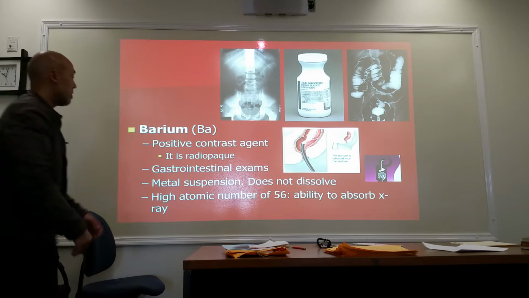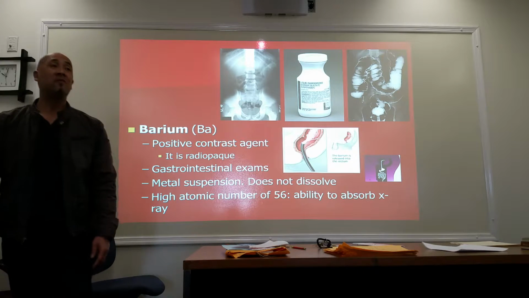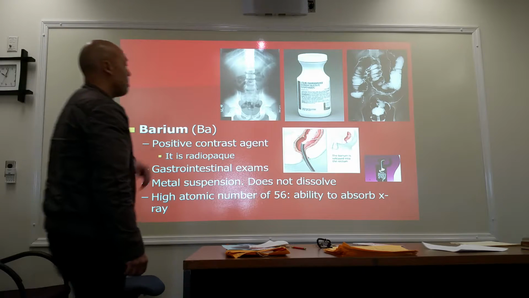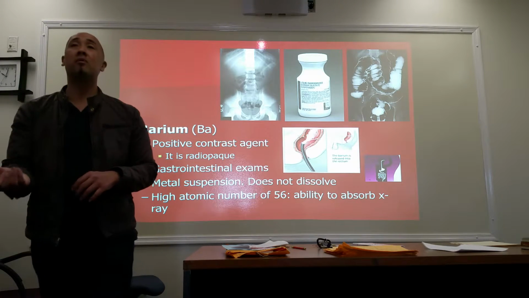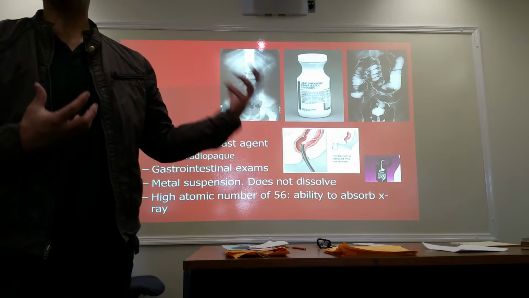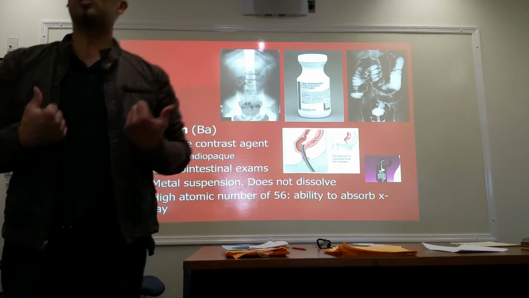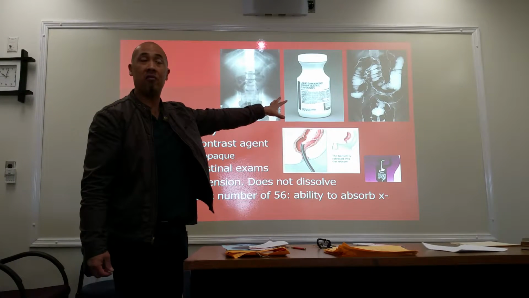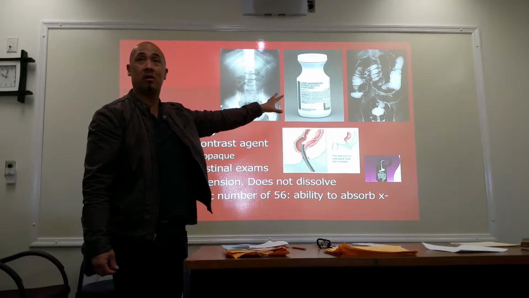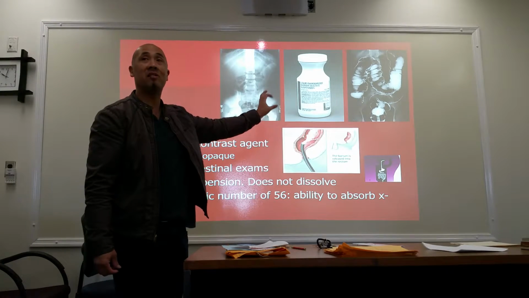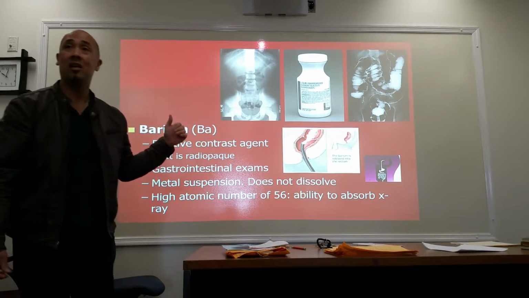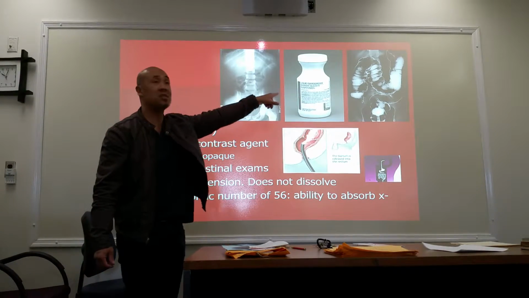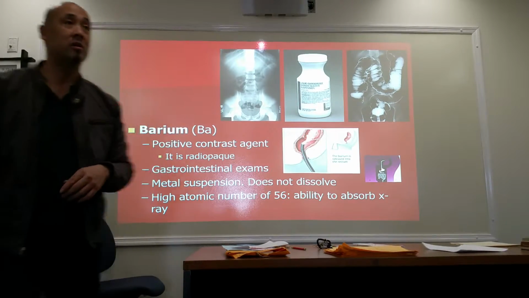Now, barium has a high atomic number of 56. It's very solid, very opaque. The whole purpose of this atomic number is that the higher the atomic number, the more solid the solution is. The more solid the solution is, the better opacification of the structures it gives us, because we're trying to make it look close to bone so we can better see the anatomical structures.